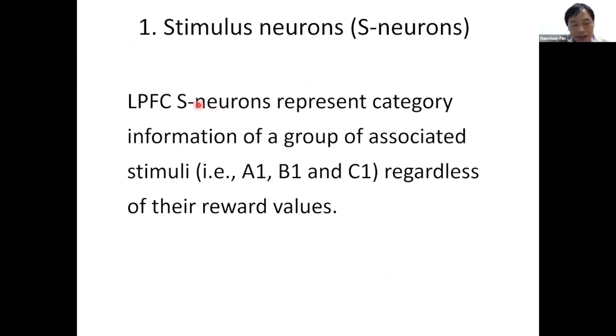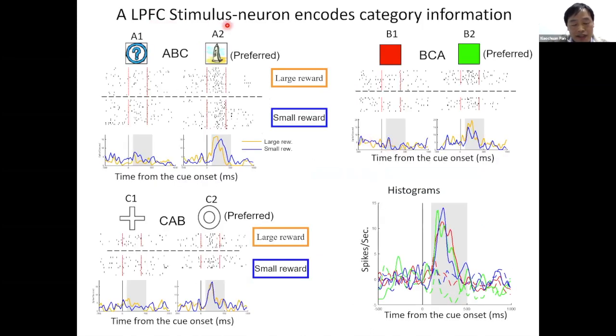Actually, we found the S neuron represents the category information of a group of associated stimuli, regardless of their reward value. For example, this is a stimulus S neuron. All of the trials were classified into 4 conditions: the A1 stimulus with a large reward, the A2 stimulus with a large reward, the A1 stimulus with a smaller reward, and the A2 stimulus with a smaller reward. You can see this S neuron shows higher activity to A2, B2, C2 than A1, B1, C1. So this neuron may carry category information of A2, B2, C2.